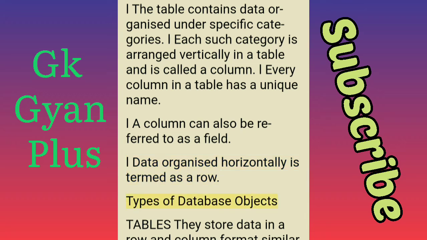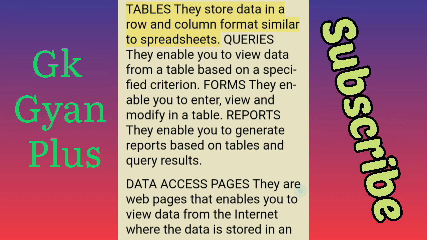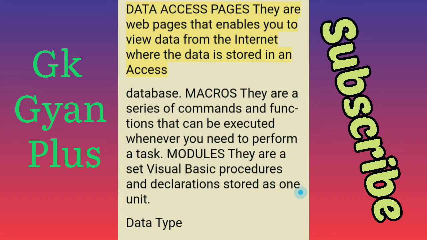Types of database objects. Tables: they store data in a row and column format similar to spreadsheets. Queries: they enable you to view data from a table based on a specified criterion. Forms: they enable you to enter, view and modify data in a table. Reports: they enable you to generate reports based on tables and query results. Data access pages: they are web pages that enable you to view data from the internet, where the data is stored in an Access database.